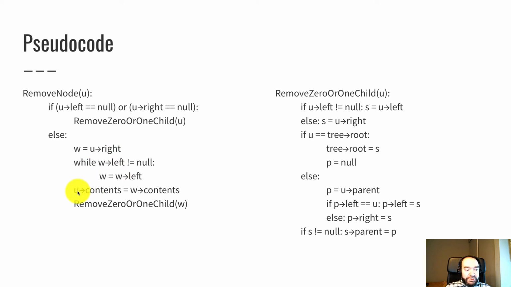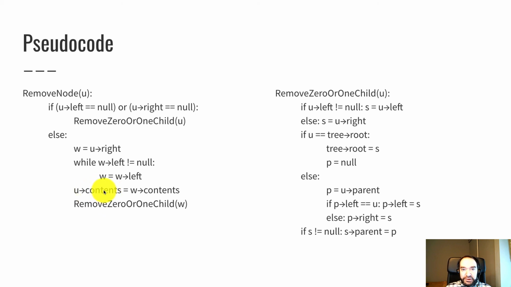And then we say u's contents is a copy of w's contents. So we copy the key value pair out of the successor w into the node u. For a brief moment here, there are 2 copies of that key value pair, but this has the effect of destroying the key value pair that was in u. So the key value pair that was in u has been overwritten.